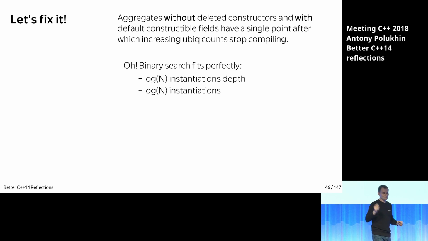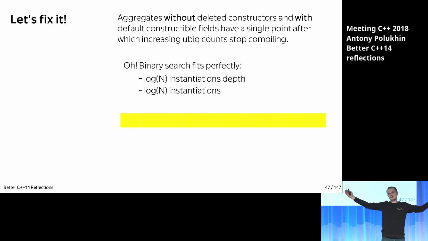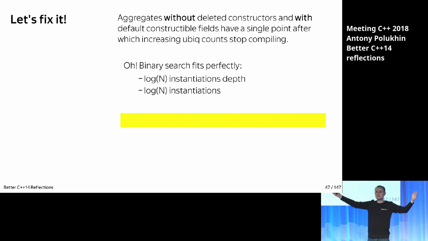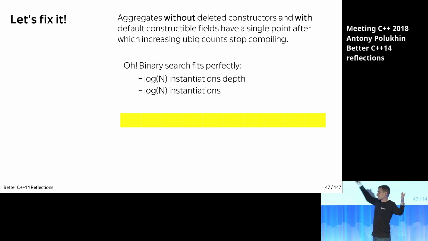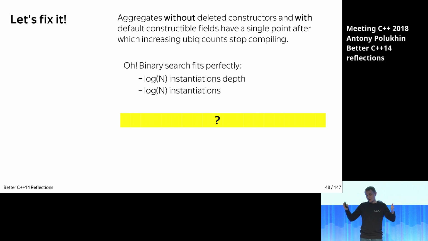Here's how we can implement it. We got that array of all possible failures and successes. It just has the size of the structure multiplied by char bits. We jump in the middle of that array and try to aggregate initialize the user-provided structure T with this amount of arguments. If that succeeded, great, we drop off the left part of the array.